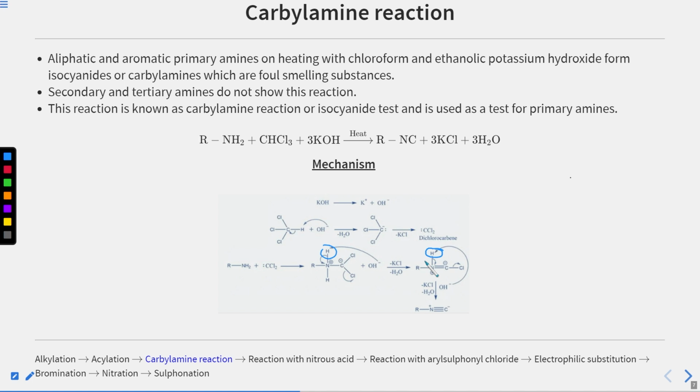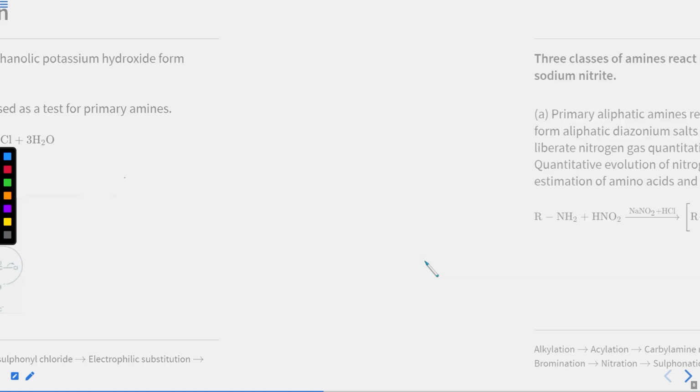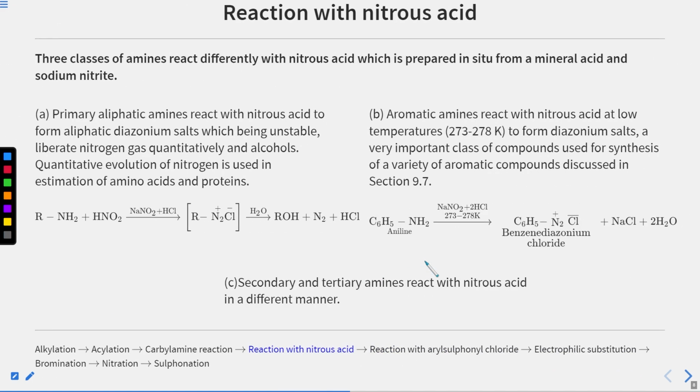Now next we will move to the distinguishing tests. First of all, we will see the nitrous acid test, and then we will see the distinguishing test. So this is the reaction with nitrous acid. So what happens in this reaction?